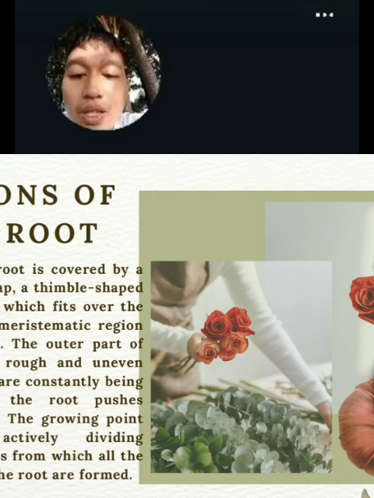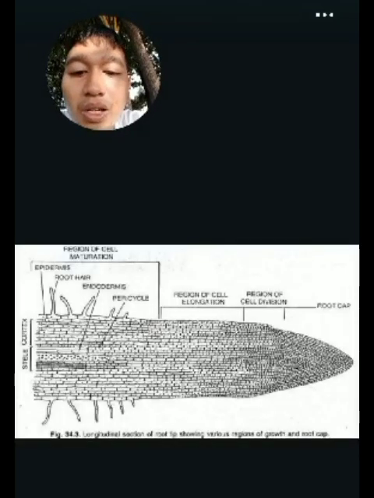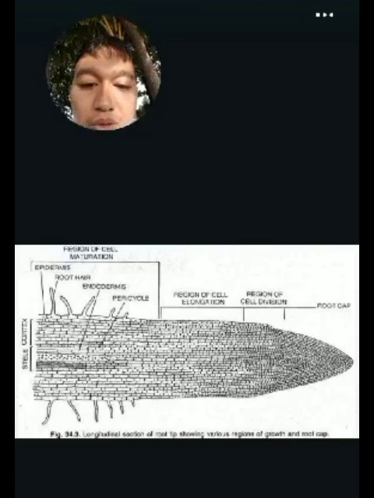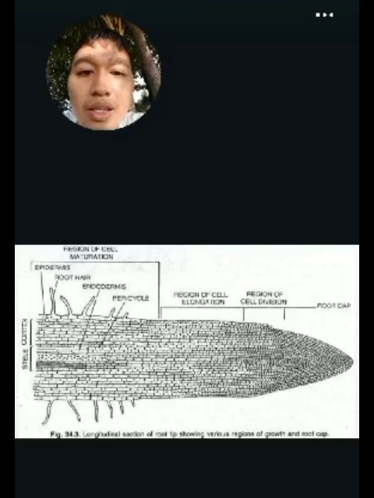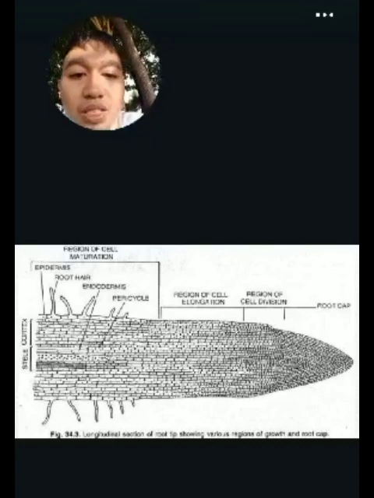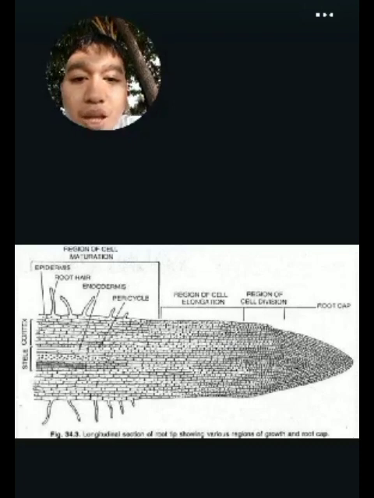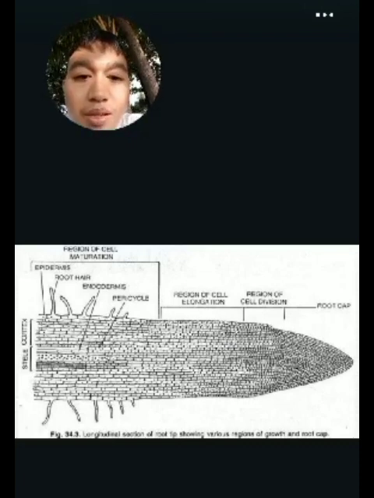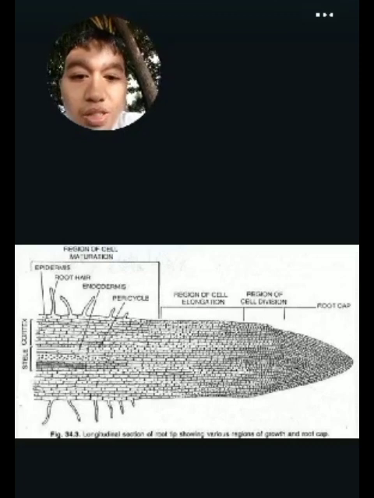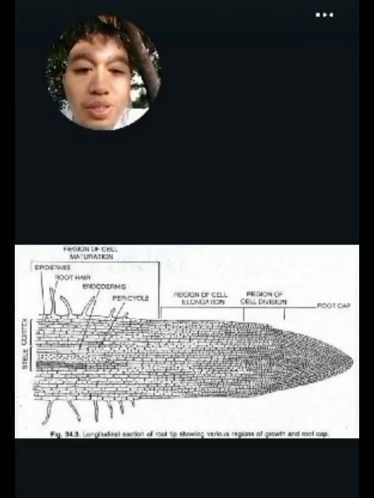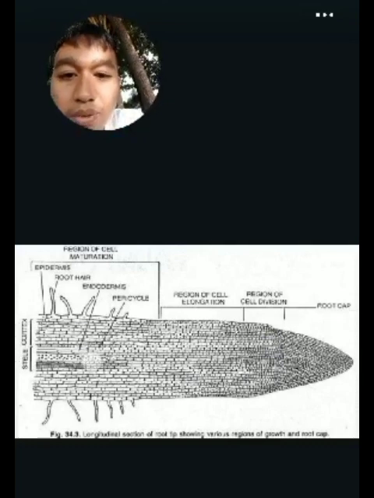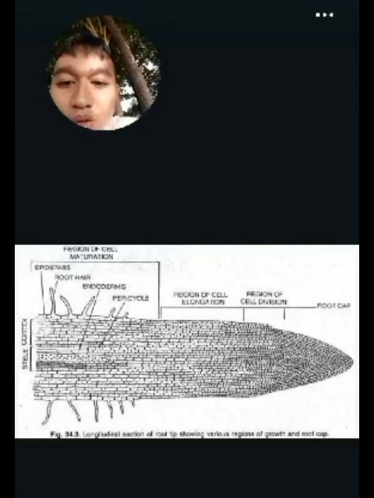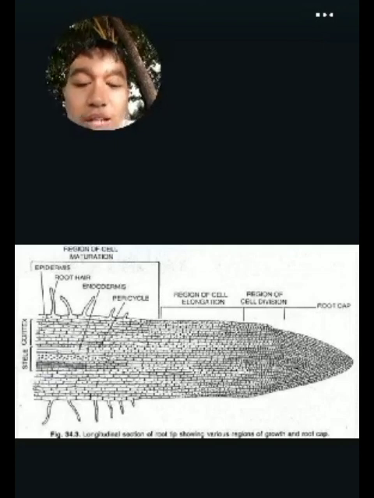So this is Figure 34.3, longitudinal section of root tip showing various regions of growth and root cap. As you can see in this figure, this is the root cap, this portion, and we can see the region of elongation and the region of cell division, this part. Then these are the pericycle, the endodermis, root hair, epidermis, and cortex, stem, etc.